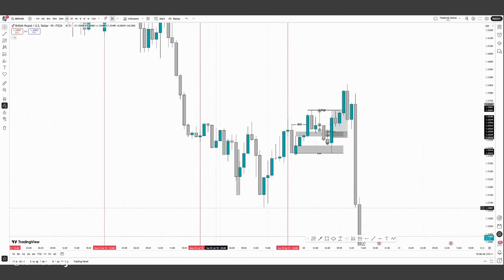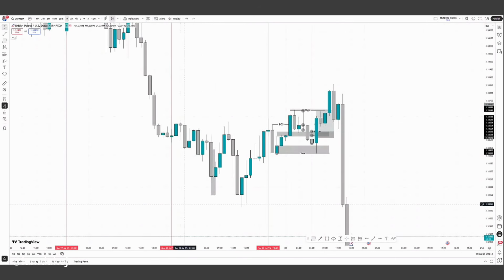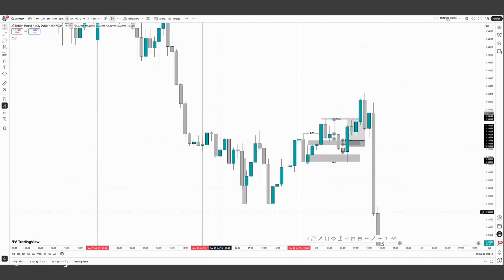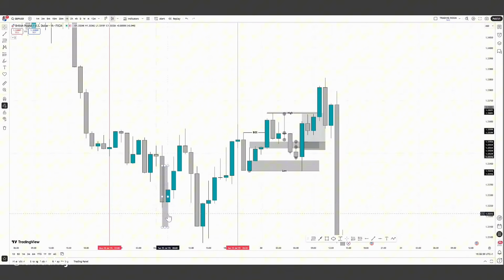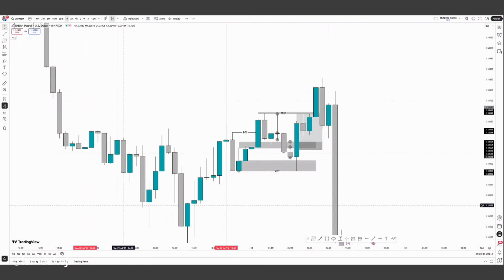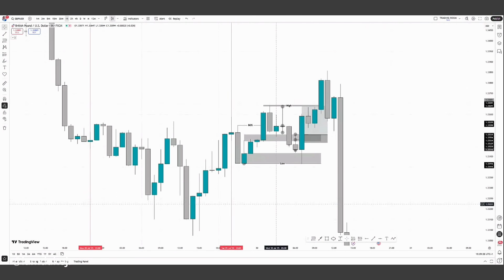We have the accumulation, the manipulation, the distribution, and the exhaustion phase. And like I said, you're likely going to have the accumulation and the manipulation during the start of the Asian market, because that is when the daily candle would form. Now over here, let's do the same thing.